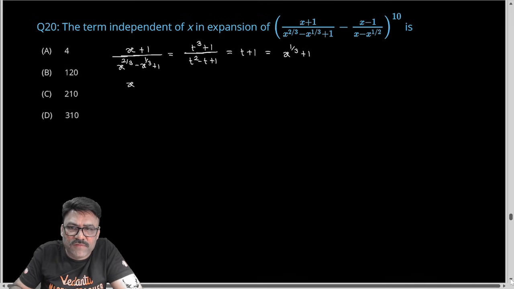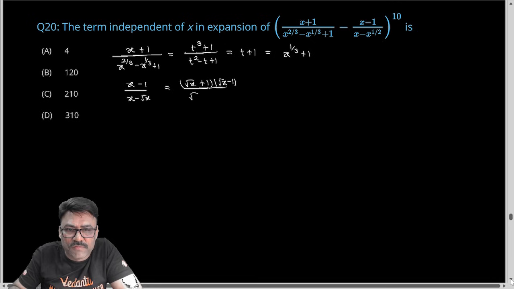Similarly, if I simplify the second one, the second one is x minus 1 over x minus root x. I can factorize x minus 1 as root x plus 1 times root x minus 1. And the denominator is x minus root x, with root x taken common. So it is root x minus 1. Root x minus 1 cancels. So it is 1 plus 1 by root x, meaning x raised to minus half.